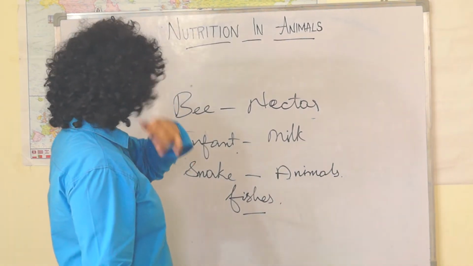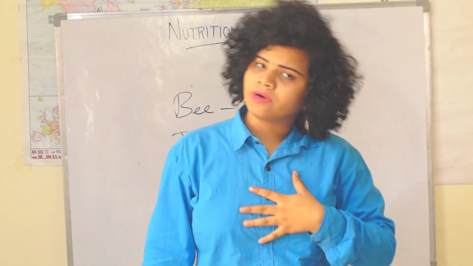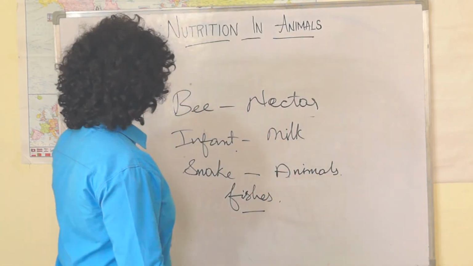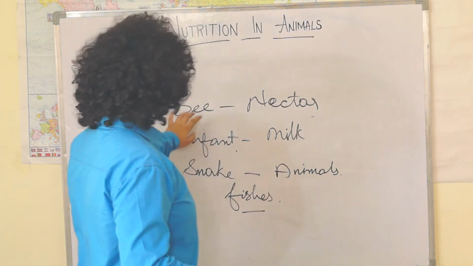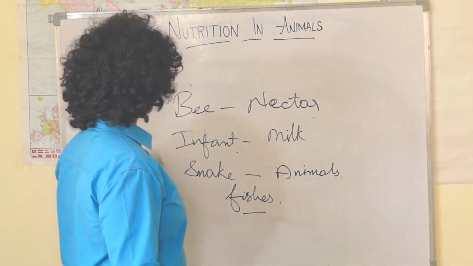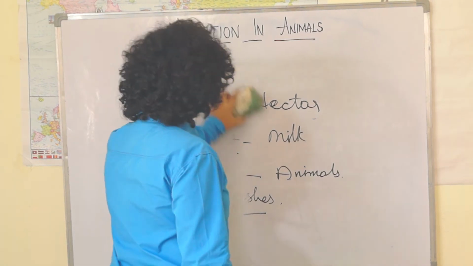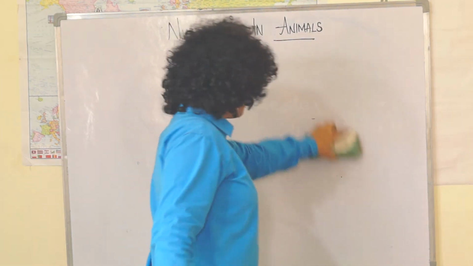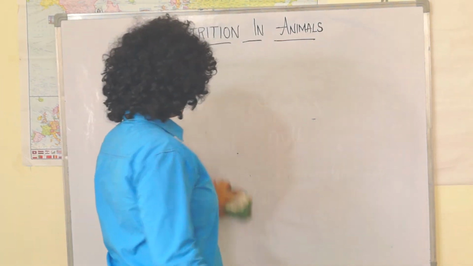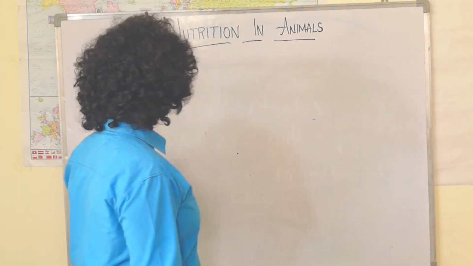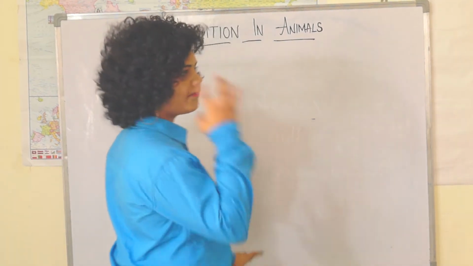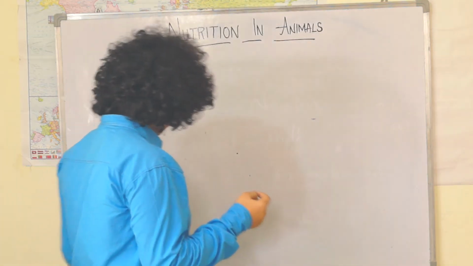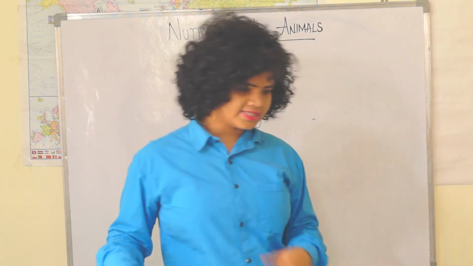So we the humans also have different modes of nutrition compared to all these animals. Okay, so bees take nectar from the plants. Infants drink milk from the mother. Snakes eat animals as their prey. And next, fishes eat small tiny particles of food for their survival. And now let's go for the next one, which is the digestive system.